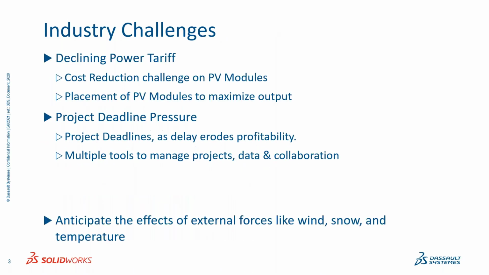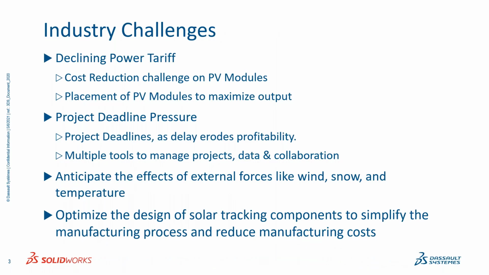So what are the challenges we face? What is stopping us from getting to that 40%? As we all know, cost and power tariff are major factors in solar energy, and we need to check how we can reduce cost and project deadlines. Anything that shoots up beyond the deadline will always reduce the profitability for manufacturers. That is one of the most important things, along with anticipating external factors like wind, snow, and temperature.